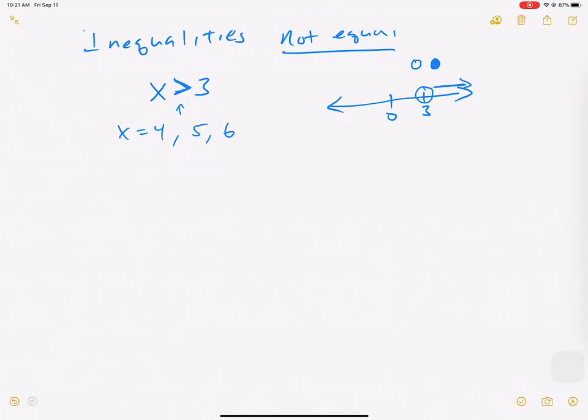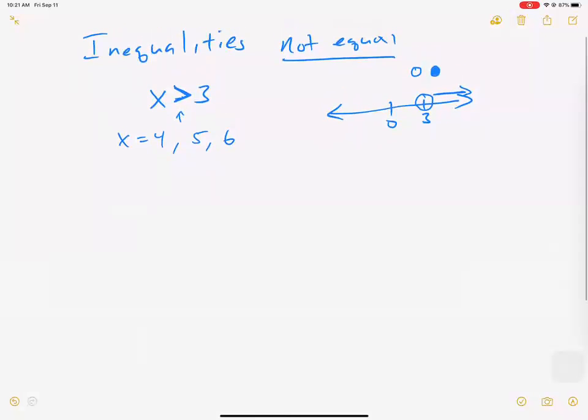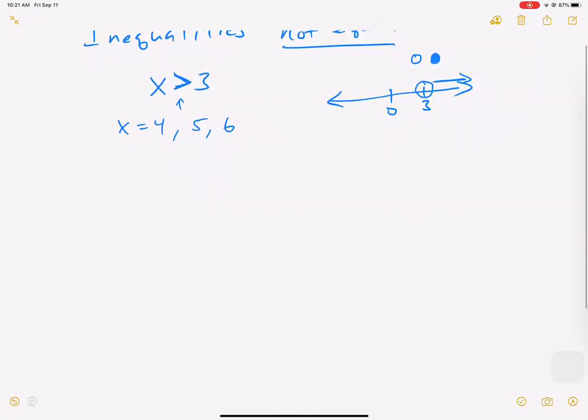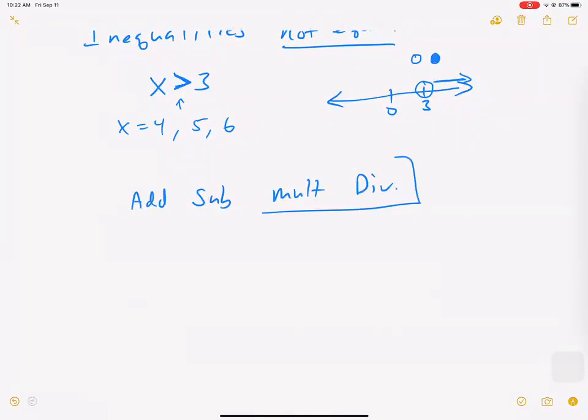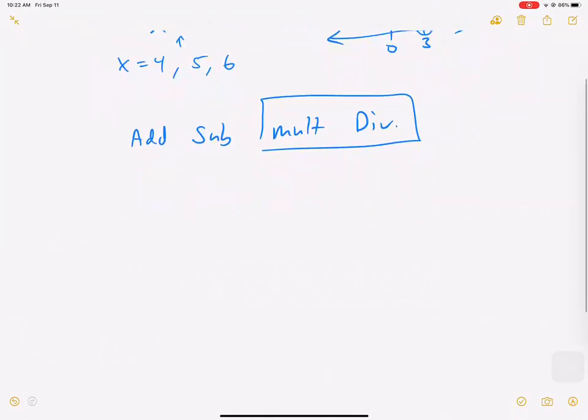Now, today we're going to talk about the operations that we learned before to solve for x. We're going to do one-step operations, where we deal with addition, subtraction, multiplication, and division. These have a special rule for inequalities. So let's do our addition and subtraction first.